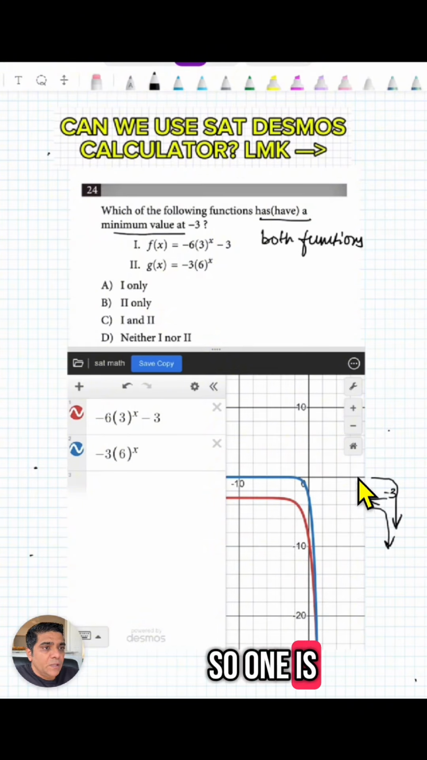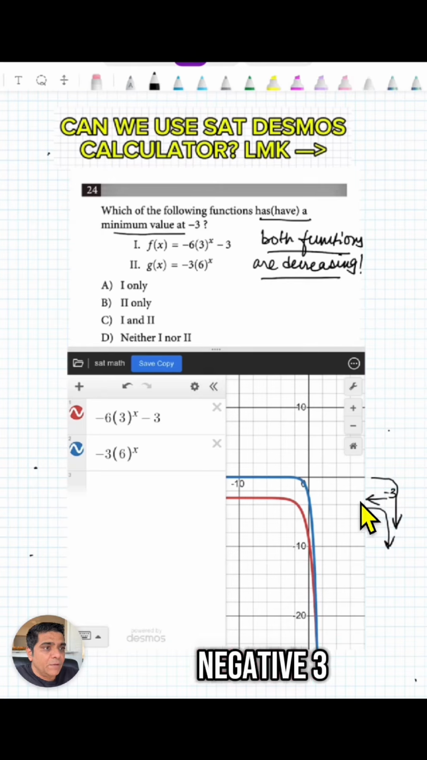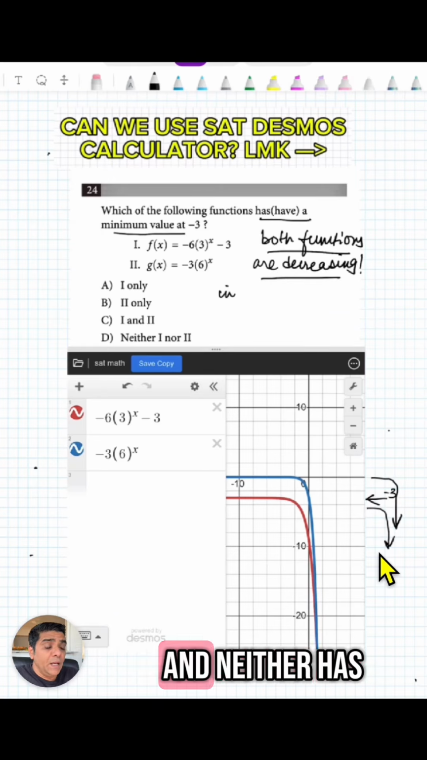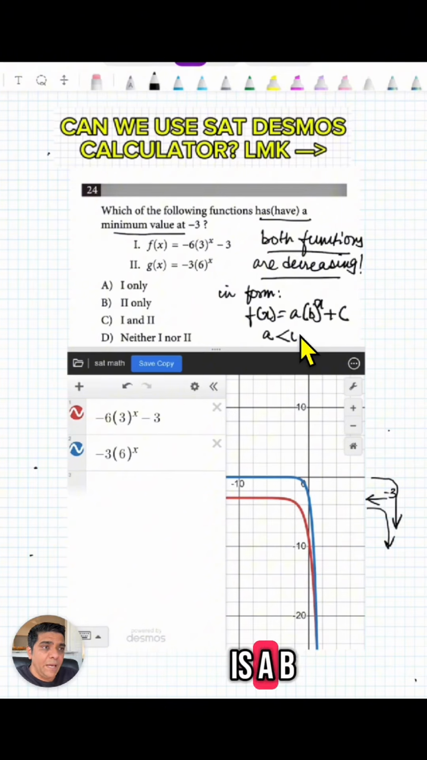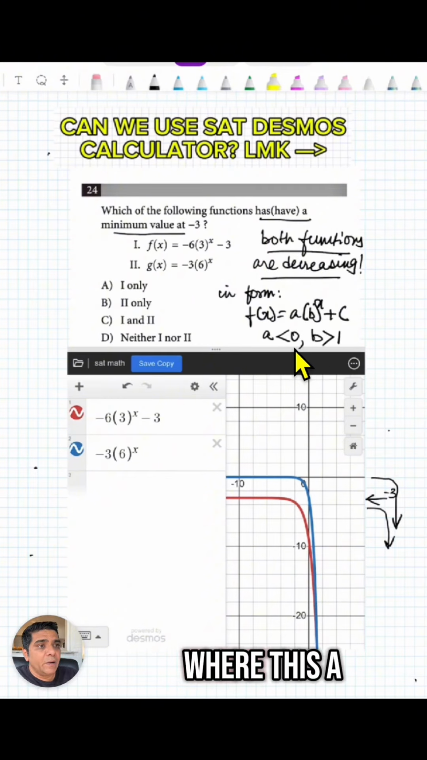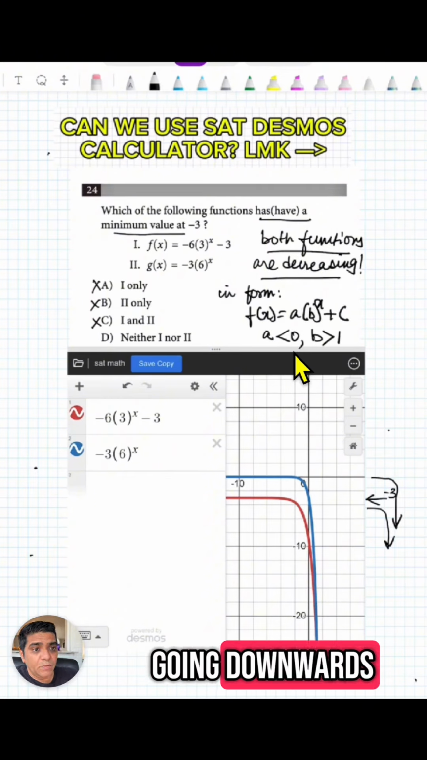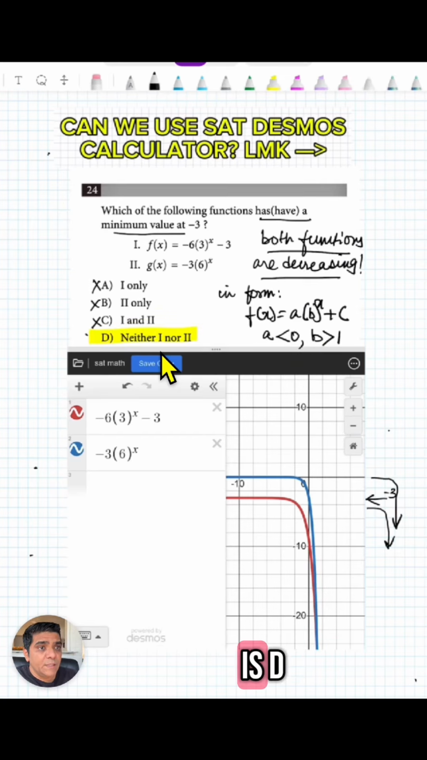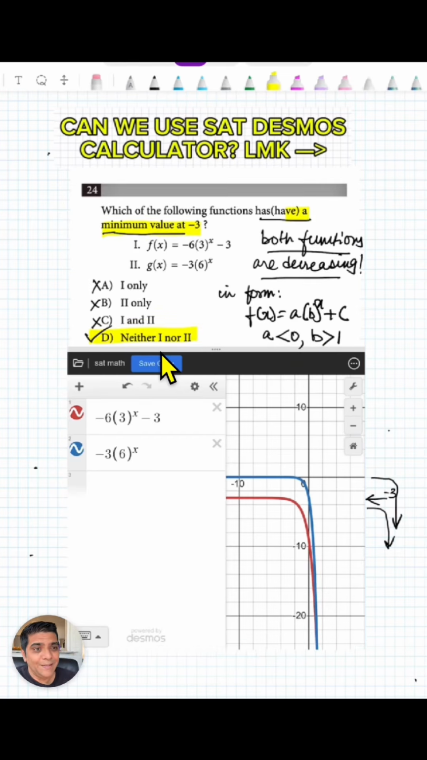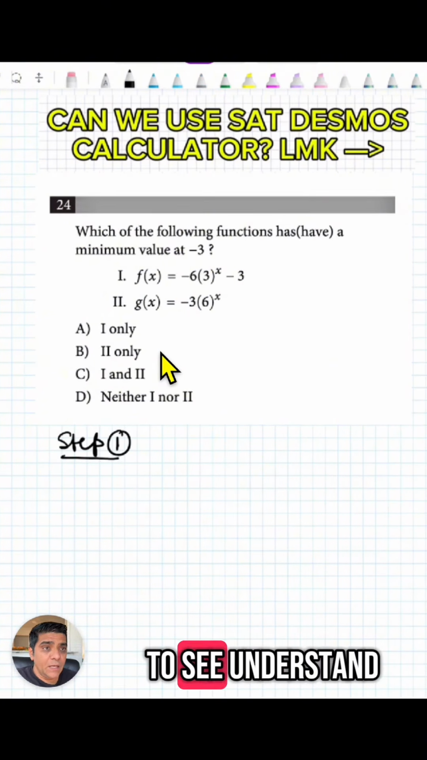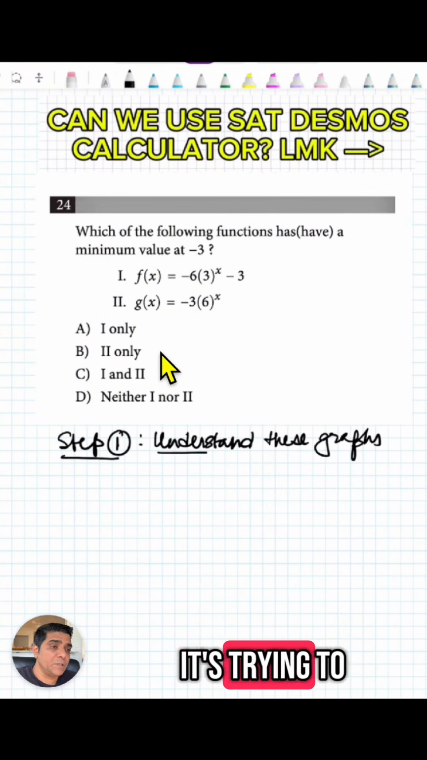One is going from 0, one is going from -3, but both functions are decreasing and neither has a minimum value out here. They are in generalized form f of x is a b to the power of x plus c, where a is less than 0, so they're both going downwards, as you can see in Desmos. So the choice is D, neither 1 nor 2 has a minimum at -3 according to Desmos because they're both going down. All right, so let's try to understand the math behind this by solving it algebraically.